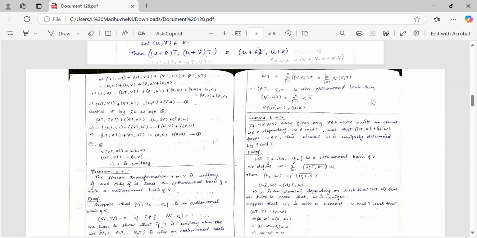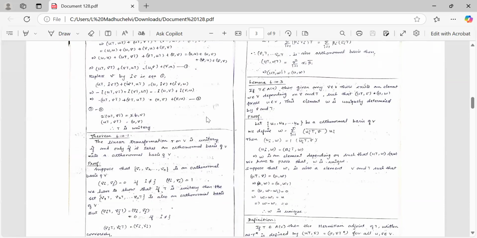(UT, VT) plus (VT, UT) equals (U, V) plus (V, U). Replace V by iV in equation 1. We get (UT, iVT) plus (iVT, UT), that is equal to (U, iV) plus (iV, U). That implies minus i of (UT, VT) plus i of (VT, UT) equals minus i of (U, V) plus i of the inner product (V, U). This implies minus (UT, VT) plus (VT, UT) equals, cancelling i on both sides, (U, V) plus (V, U).